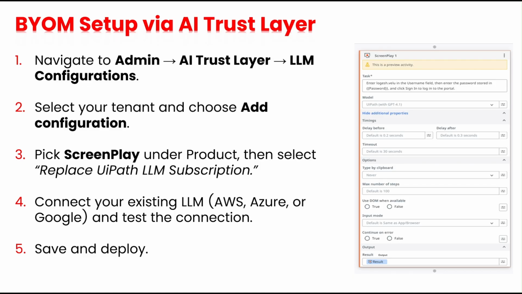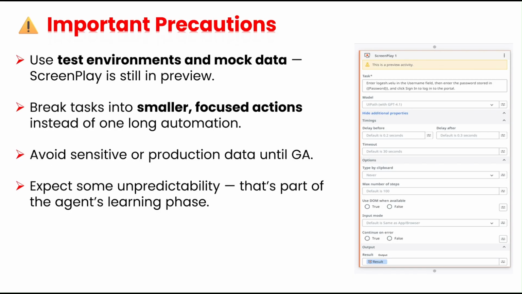If you want full control, here's how to set up Bring Your Own Model through the AI Trust Layer. Go to Admin, AI Trust Layer, LLM Configurations, pick your tenant, and click Add Configuration. Choose ScreenPlay as the product. Then select Replace UiPath LLM Subscription. Connect your existing LLM, AWS Bedrock, Azure OpenAI, or Google Gemini, and run the test to confirm it works. Finally, save and deploy. From there, your ScreenPlay activities will use your own model and billing with all the governance and controls in place.